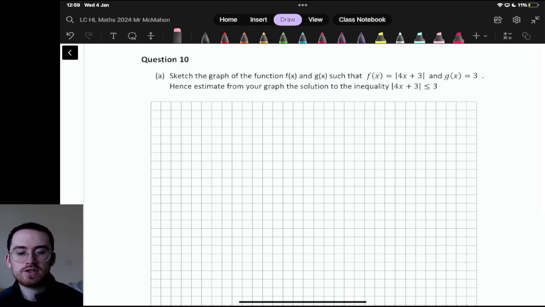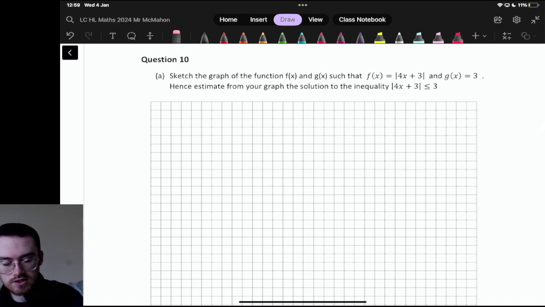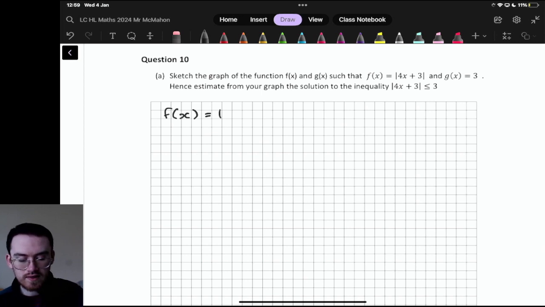Okay, last question, question 10, asks us to sketch the graph of the functions f of x and g of x. So f of x is a nice modular function, the modulus of 4x plus 3. And with these functions, we've seen before that there are a few different points that we can look for that will help us sketch this graph.